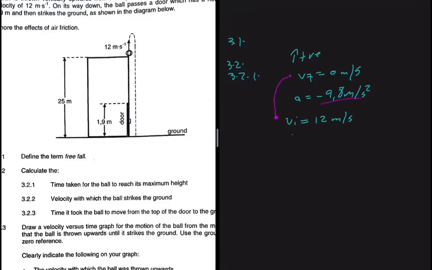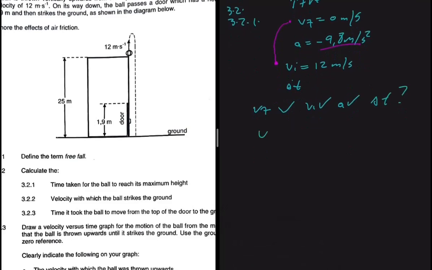And what we're looking for is delta t. So we have these variables here. We have VF, we have VI, we have A. We're looking for delta t. Which formula can we use? It should be easy to see now that we're going to say VF is equal to VI plus A delta t. So what is VF?